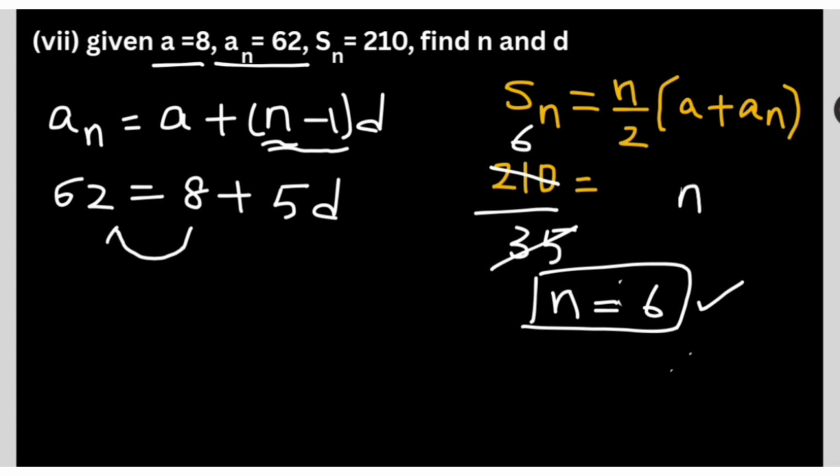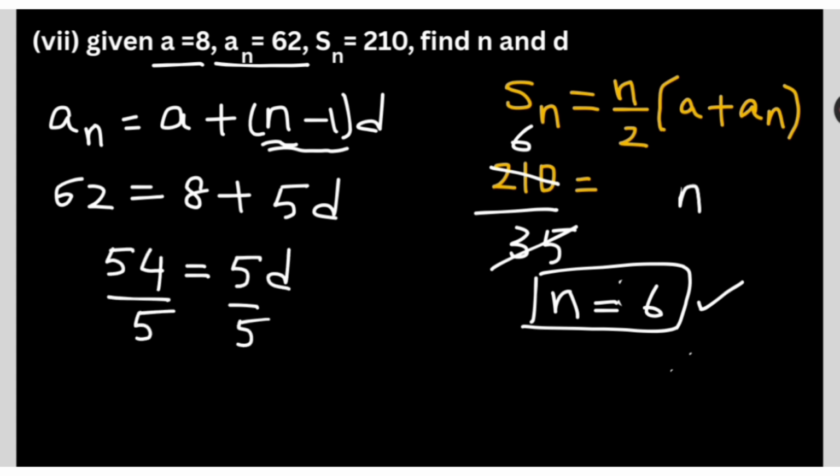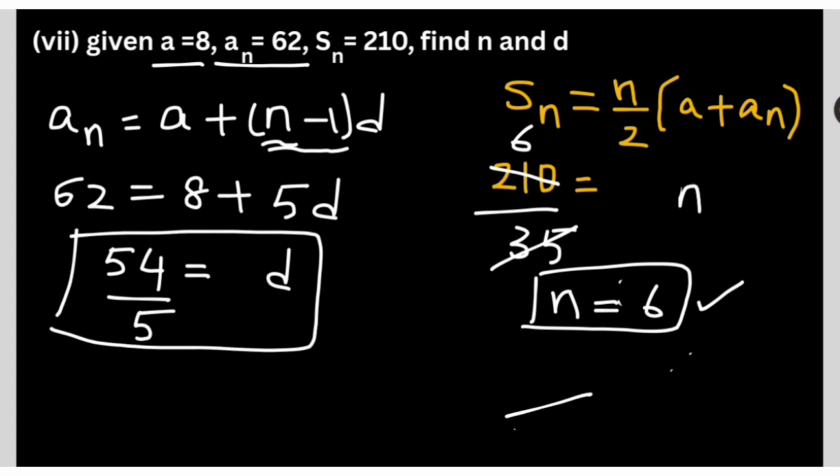Send this 8 to the left hand side and it becomes minus 8. So 62 minus 8 gives 54. So 54 is equal to 5 times d. Both sides divide by 5, so the 5 gets cancelled. Finally we get d, the common difference, as 54 over 5. So like that, simply we can do it.